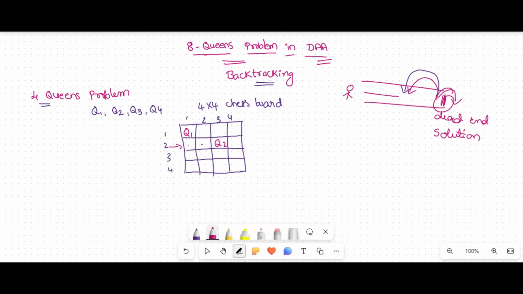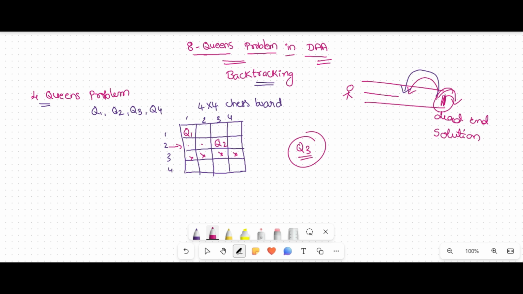Next, coming to q3, here you can't place, because of the same diagonal. Here, the same column. Here again, the same diagonal. That means you are unable to place the third queen. What does it show? We have reached a dead end; there is no possibility of placing the third queen. So what we have to do is move back.